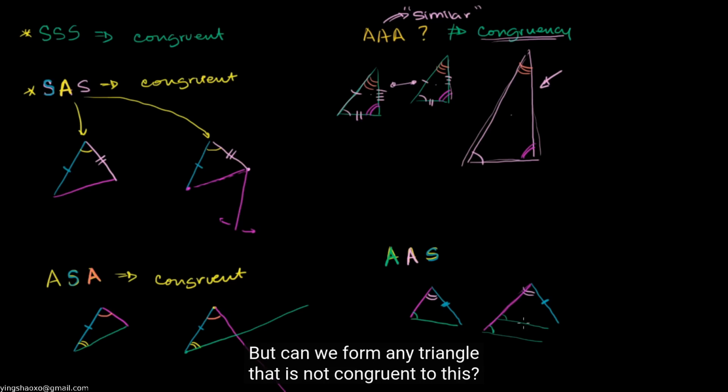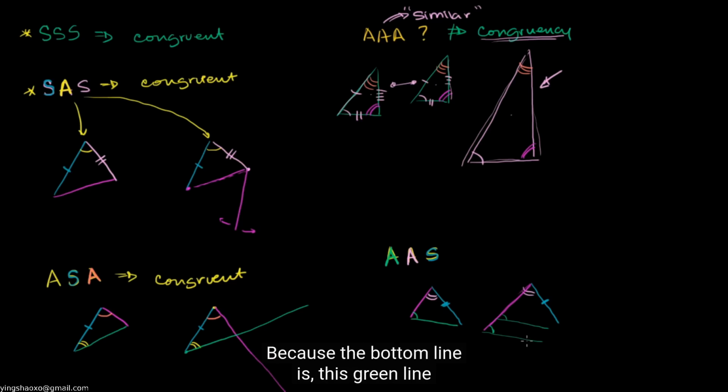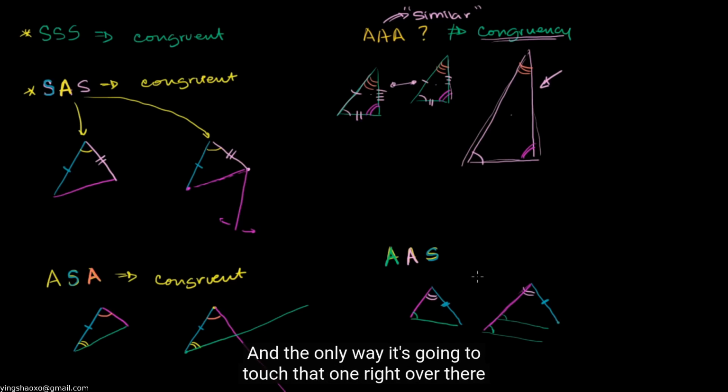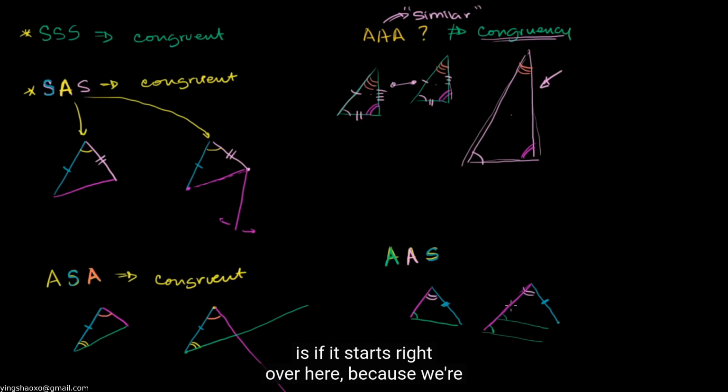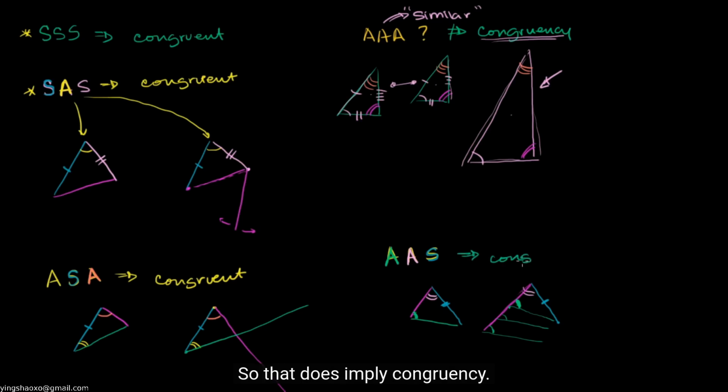But how can we form any triangle that is not congruent to this? Because this green line is going to have to touch this one right over there, and the only way it's going to touch that one is if it starts right over here, because we're constraining this angle. And so it looks like angle, angle, side does indeed imply congruency.